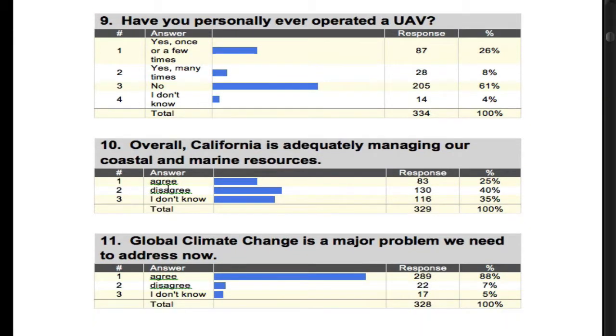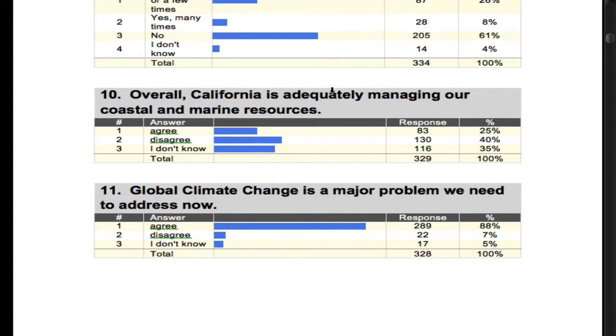Okay, regardless of what people said before, everyone was asked this: have you personally ever operated a UAV? You know, 60% never have.